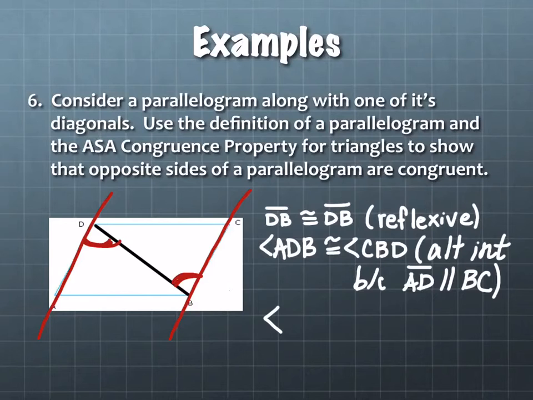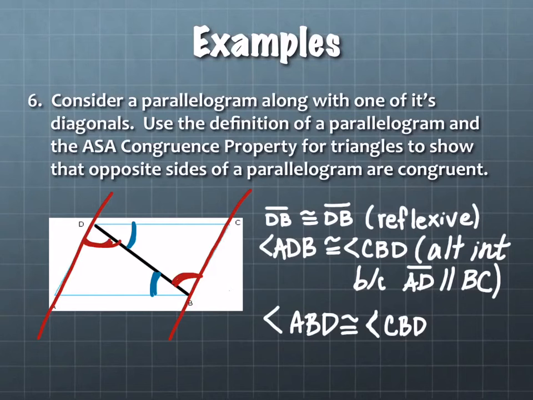I'll switch my colors up. Would it be like DAB and DCB? We don't have anything for that one. You could do the other alternate. Yeah, we need the other alternate interior ones, these two. Okay, so what do we have? ABD. And C, whoops, BD.